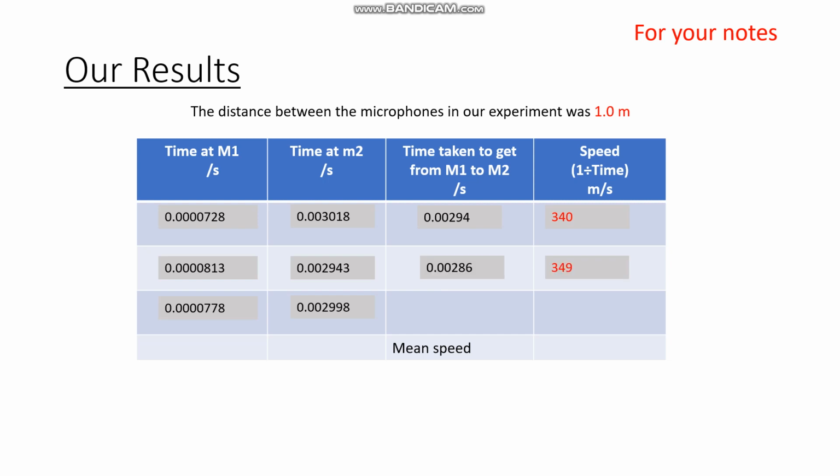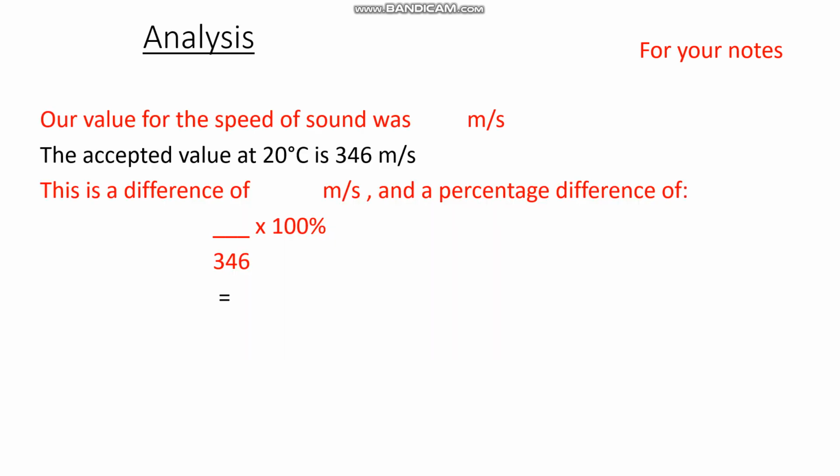Okay, so you should have found that the first row gave you a speed of 349 and the second row gave you a speed of 342, and if we calculate the mean by adding them all up and dividing by 3, you should get 344. This also needs to go in your notes. Analysis.